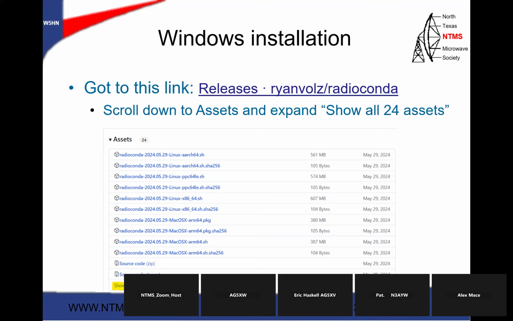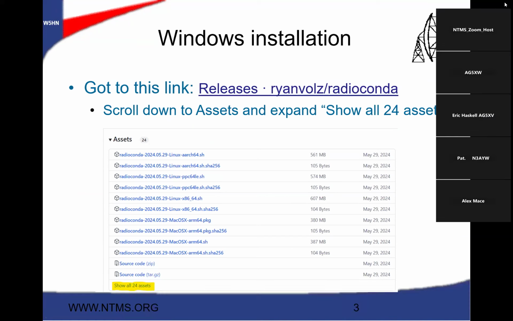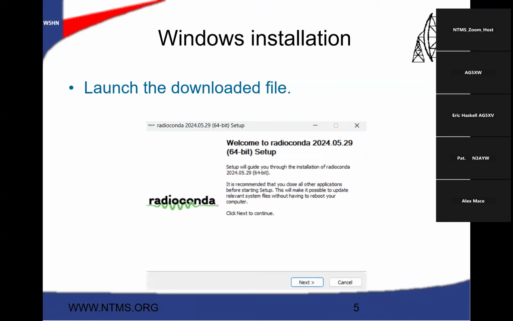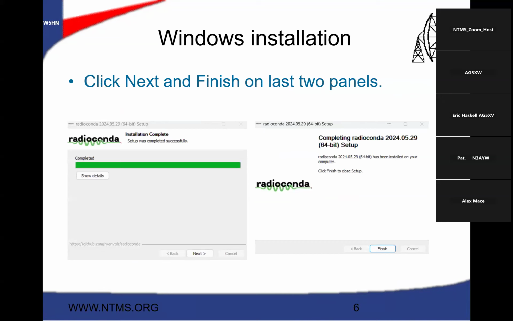Now, for the Windows installation, you go to this release, it's actually a GitHub link. Scroll down to Assets, and expand and show all 24, this highlighted link down here. He's got all the OSs here, but for a typical Windows install, you would pick the one that I've highlighted. Launch the download file. Click Next and Finish.